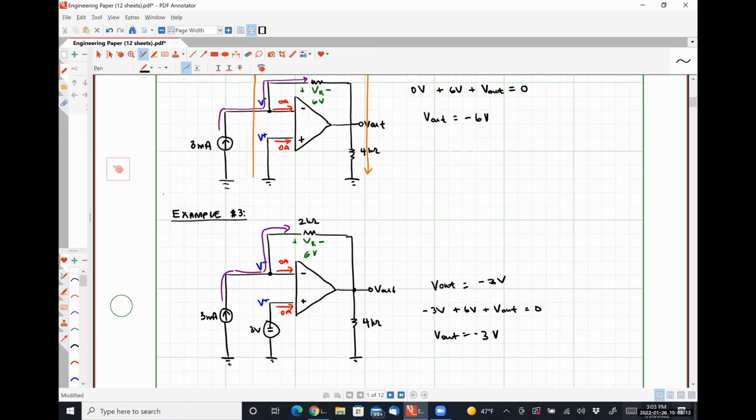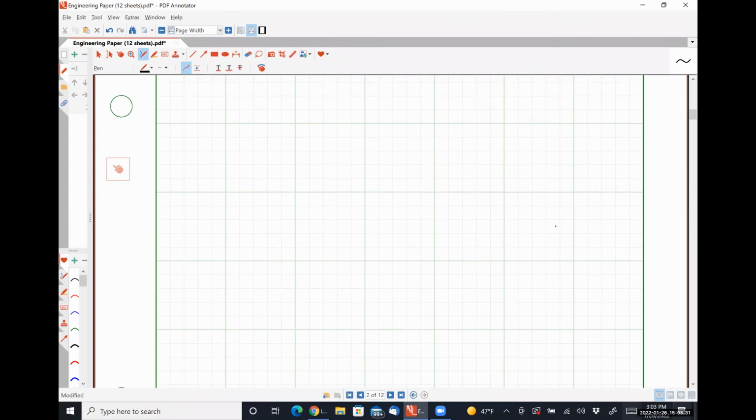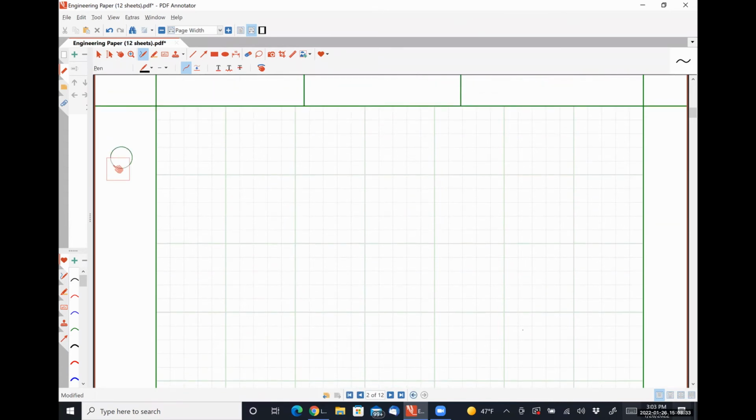Bradley. That's a fantastic question. Let's work that problem. So what was asked is what happens if we put a voltage source on that leg of the resistor? Wonderful question.